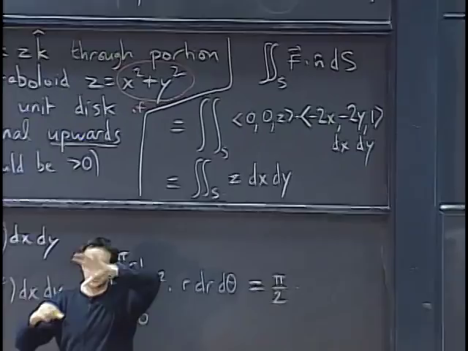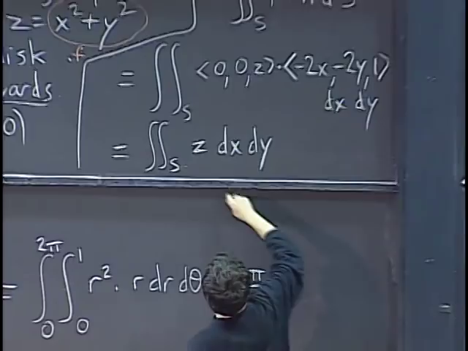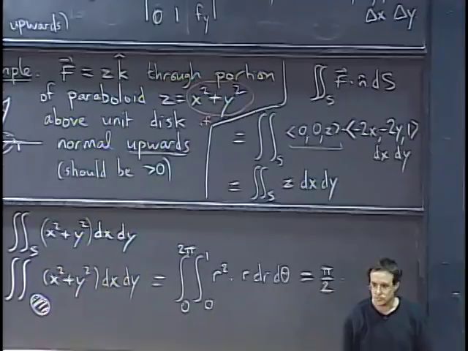And everything else, the bounds on the double integral and the NDS, they all come from the surface that we are looking at. Okay, so basically, in all of this calculation, this is coming from f equals zk. Everything else comes from the information about the paraboloid z equals x squared plus y squared above the unit disk. Okay?